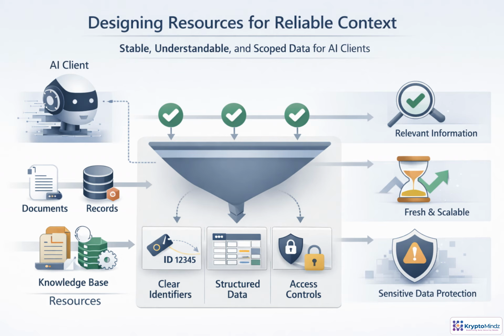Resources are the AI client's safe, addressable window into your system. A resource might be a document, customer record, log file, configuration entry, or knowledge base article. What matters is that each one has a predictable identifier, a clear title, a useful content type, and structured content the client can interpret. In production, reliability also means boundaries. The server should enforce who can read each resource, how fresh the data is, how large responses may be, and whether sensitive fields need filtering before they ever reach the model.